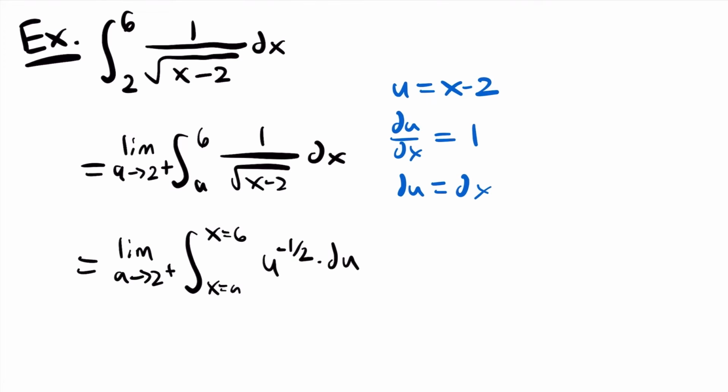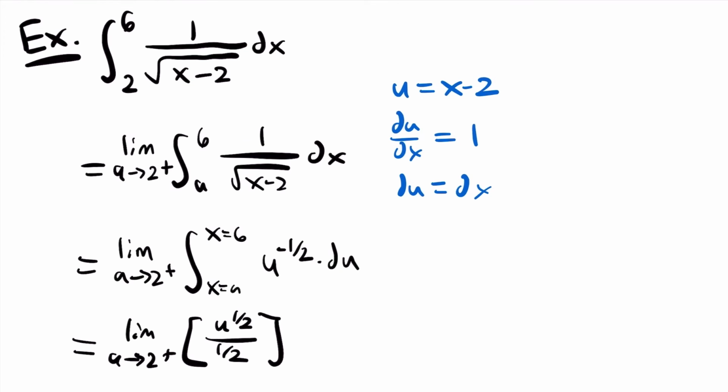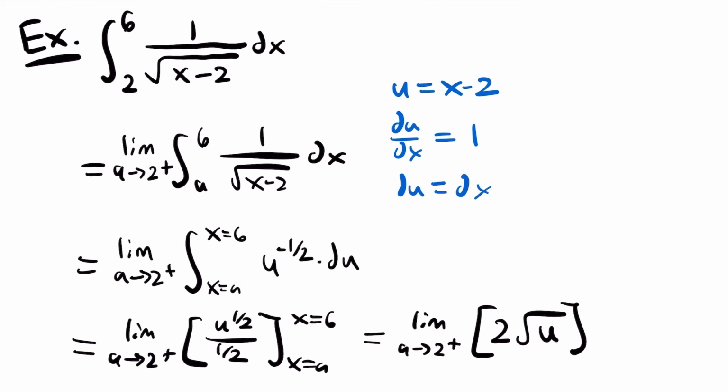All right, so we have u to the negative 1/2 power, and now we can use the power rule of integration to integrate this. So this will be equal to the limit as a approaches 2 from the right of u to the positive 1/2 power divided by 1/2 evaluated from x equals a to x equals 6, right? Negative 1/2 plus 1 is positive 1/2, and then we divide by positive 1/2. Now if we simplify this a little bit, remember that dividing by a fraction is the same as multiplying by its reciprocal, and so dividing by 1/2 is the same as multiplying by 2. So this is equal to the limit as a approaches 2 from the right of 2 times u to the 1/2 power, which we can rewrite as the square root of u, evaluated from x equals a to x equals 6.